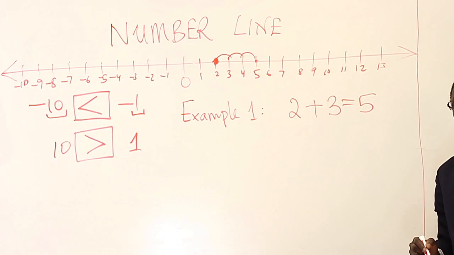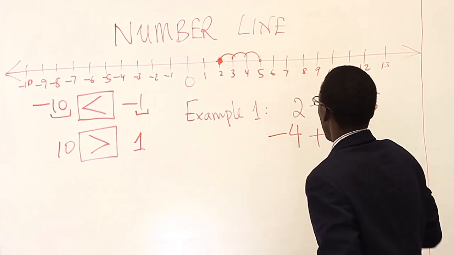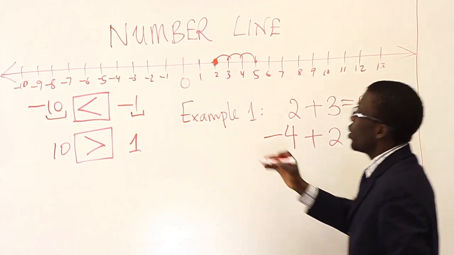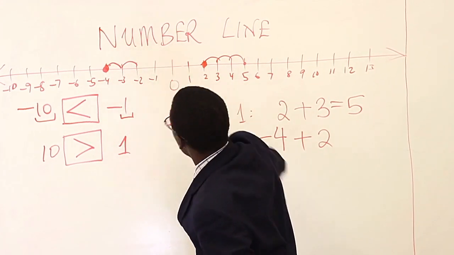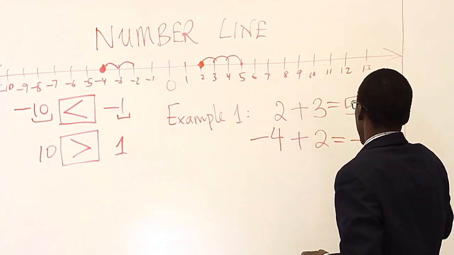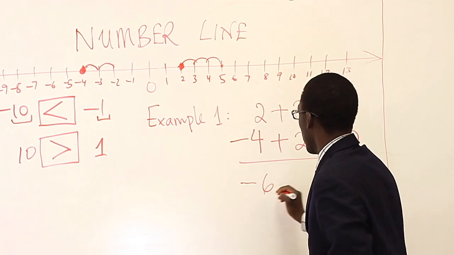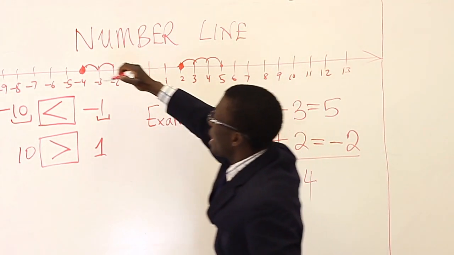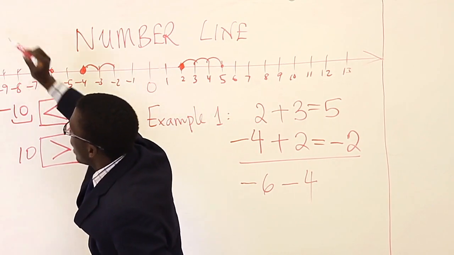And what about if we're dealing with negative numbers? So what is -4 plus 2? When you have -4 plus 2, you go to -4, you start there, and you move 1, 2. And so that answer is -2. If you're subtracting, like -6 minus 4, then you go to -6 and you move to the left. 1, 2, 3, 4. And that would be -10.